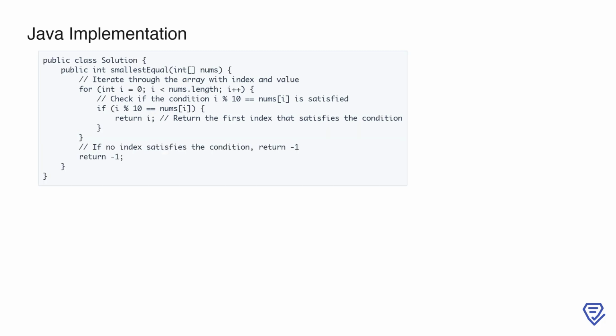This is the Java implementation of the smallest index with equal value problem, LeetCode number 2057. The logic mirrors the Python solution, iterating through the array to find the first index where the value equals the index modulo 10. Key differences include Java-specific syntax, such as type declarations, e.g., int, for arrays, and the absence of Python's enumerate function. The solution is concise and adheres to Java conventions.